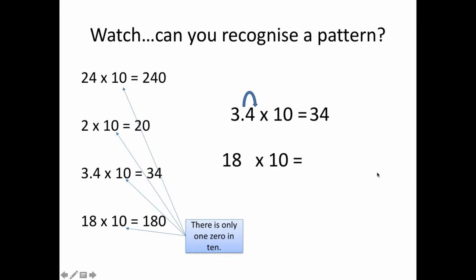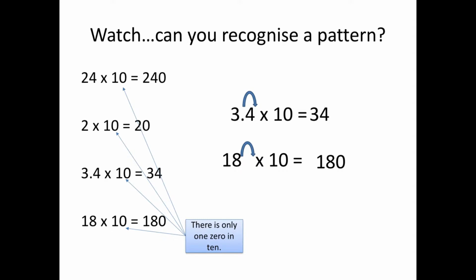If we did 18 times 10, we still move the decimal point one place from the end of the number. It's an invisible decimal point in this case, because really there's not actually a decimal point at the end of every number when we look at them. But unless you can see a decimal point somewhere in a number, like in 3.4 for example, pretend that there is a decimal point at the end of every number. That way, when you multiply by 10, you will always remember to move the decimal point. So there is only one zero in 10, so we move the decimal point one place, giving us 180.